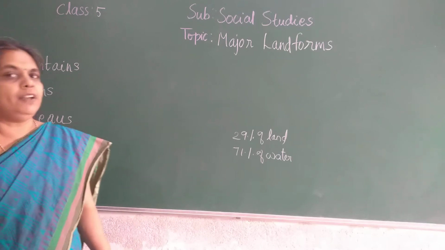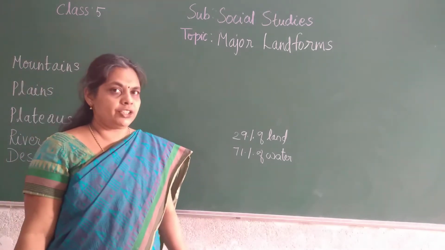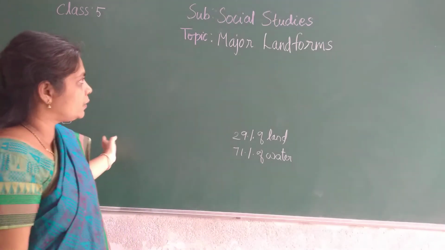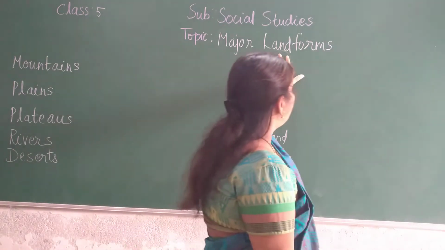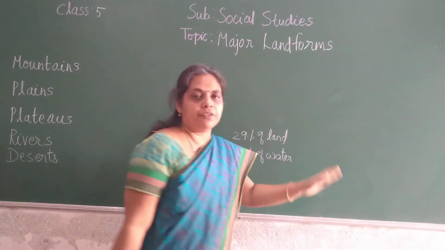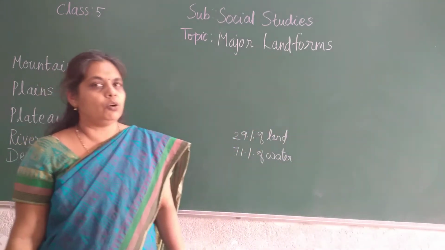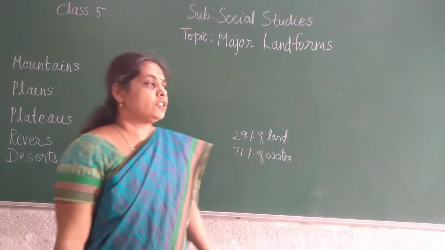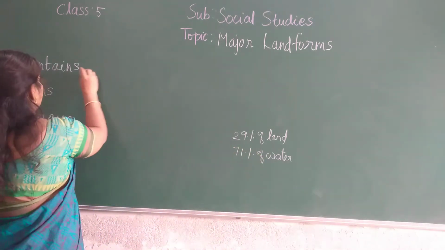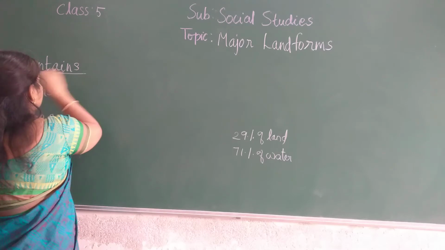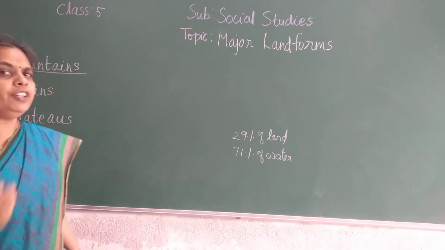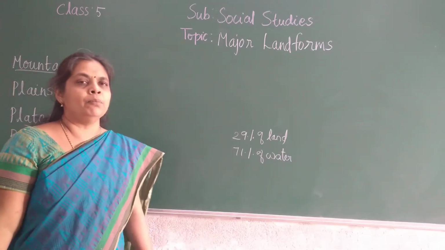One by one we are going to see them, children. These things together are called landforms. Different things you can observe on the earth, children. The first one we are going to see is mountains. Which one do we call a mountain?